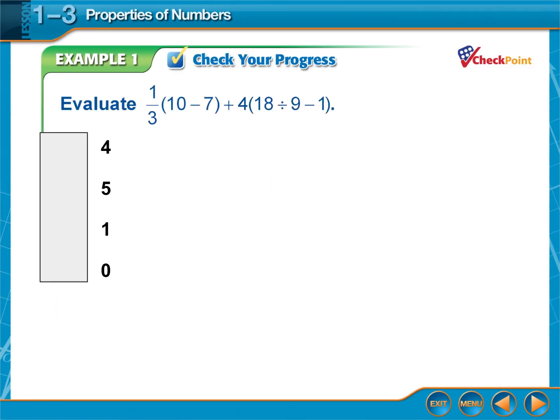Everyone here? Okay, we're going to use those properties and order of operations to solve this problem. Okay, what is first? Parentheses. Which one? The first one, the one on the left. Can we really do both at the same time? Yes. So what's 10 minus 7? 3. 3 plus 4. What's 18 divided by 9? 2. 2 minus 1? 1.